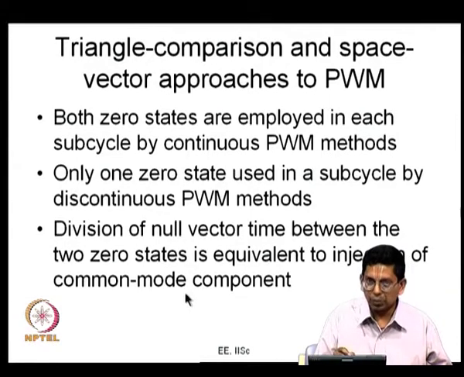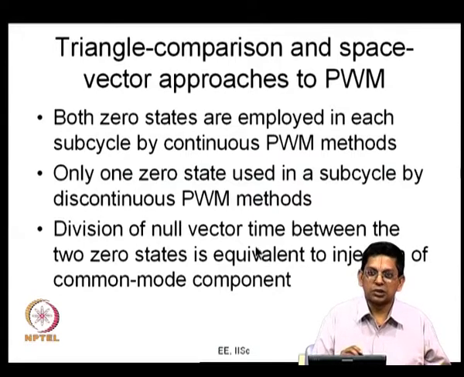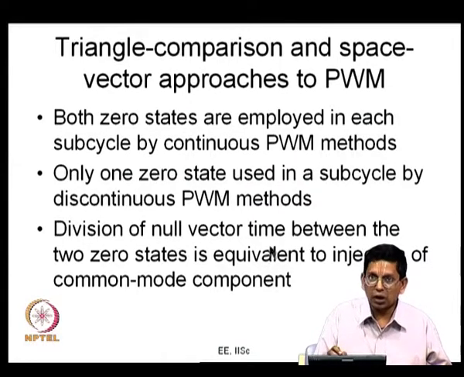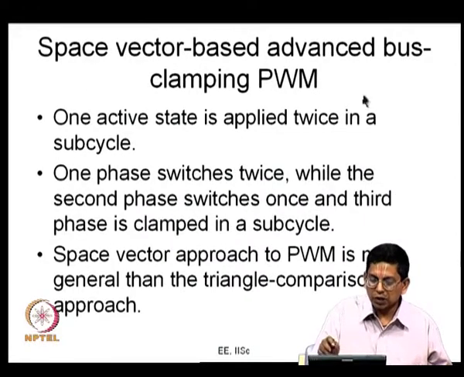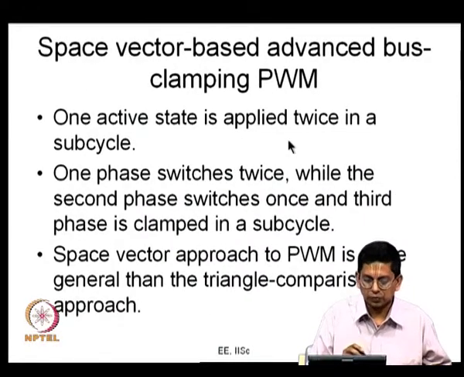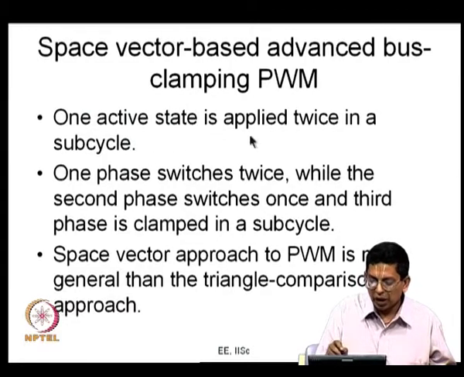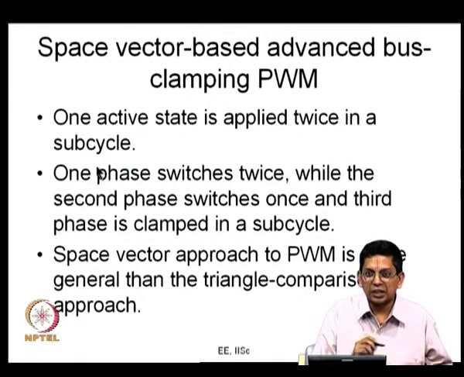When you add a common mode component, what exactly happens is that the active vector times do not change, but the time for which the two 0 states are applied changes, while the total null vector time is still the same. This is about triangle comparison and space vector approaches. Now we go down to see space vector based advanced bus clamping PWM. Here what you have is one active state applied twice in a subcycle. That is the important difference.